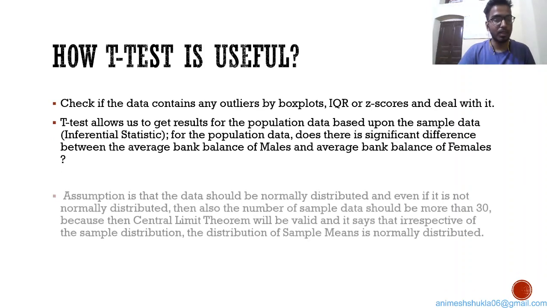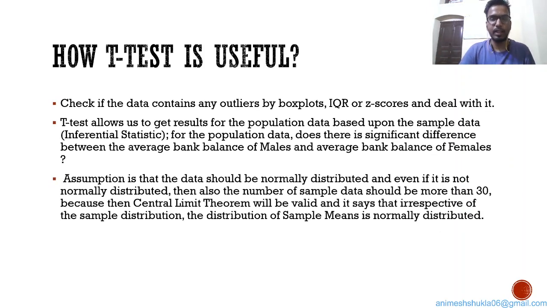Now let us talk about the assumption that the t-test always holds, which is that the data should be normally distributed. Even if it is not normally distributed, the number of samples of data should be more than 30, because then the central limit theorem will be applied. The central limit theorem basically tells us that if the sample distribution of the feature is not normally distributed, then the distribution of sample means is always normally distributed, and that is the reason we consider the average bank balance instead of taking any other grouping function, right?